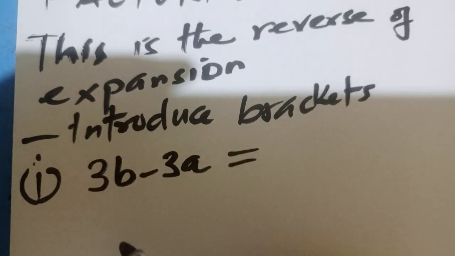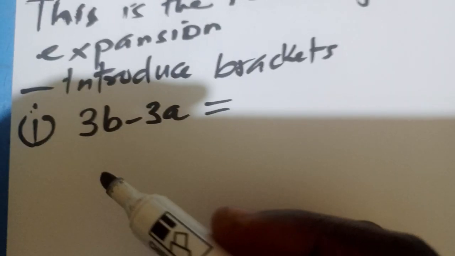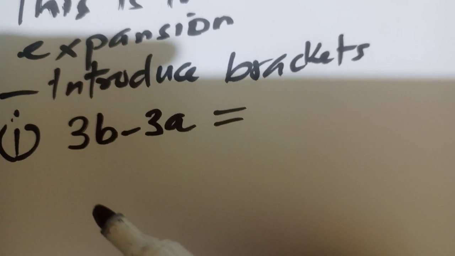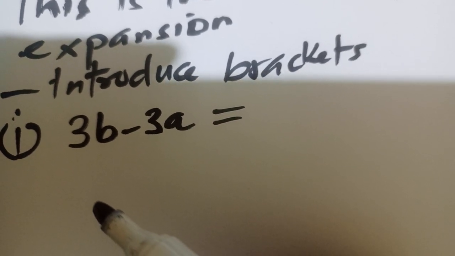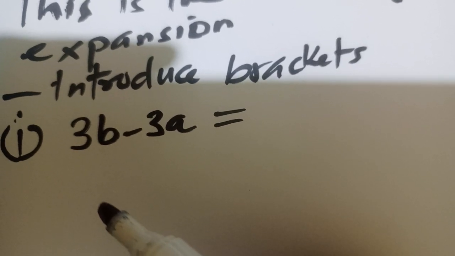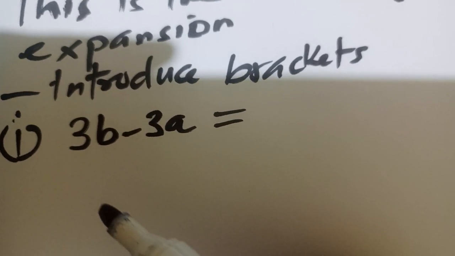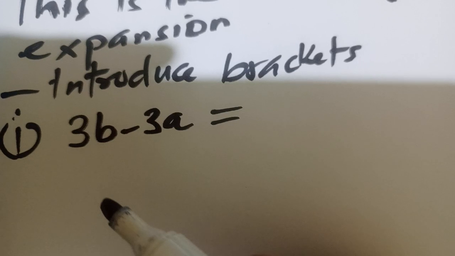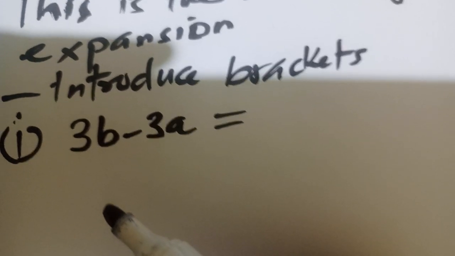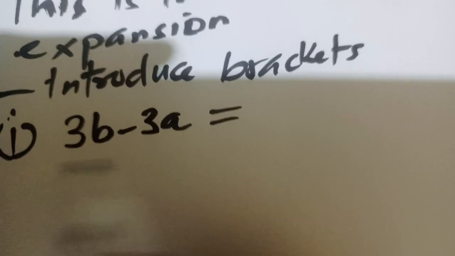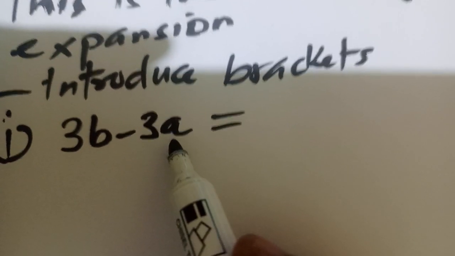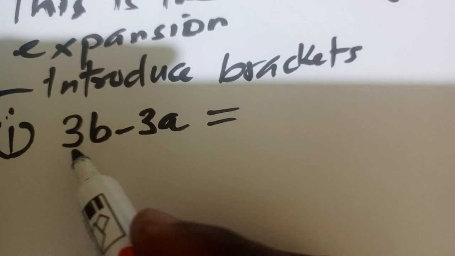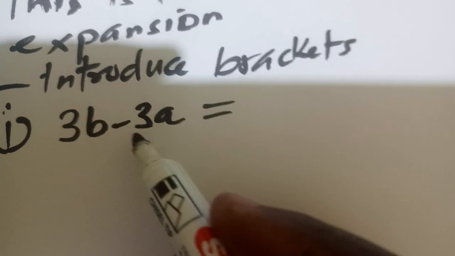So in order to factorize an algebraic expression, what you need to do is to look at the terms that comprise the algebraic expression and check for common factor or common factors. You could have one or more common factors of the terms that form the algebraic expression. So here we have two terms, 3b and 3a. So to introduce brackets, we look for a common factor. So like in this case, you can see it's evident that 3 is the common factor.